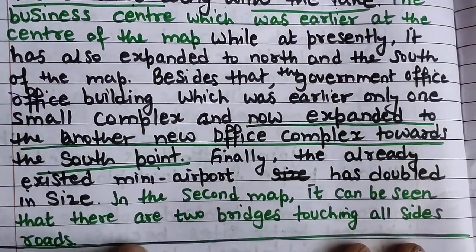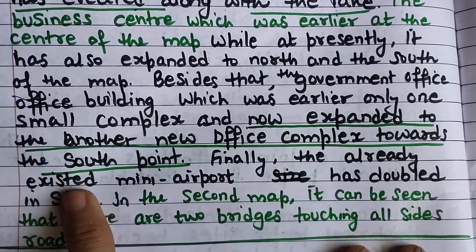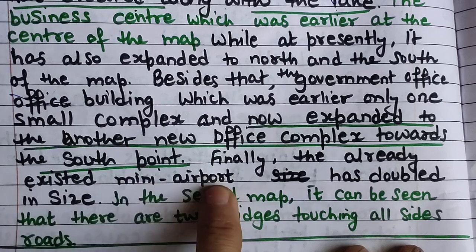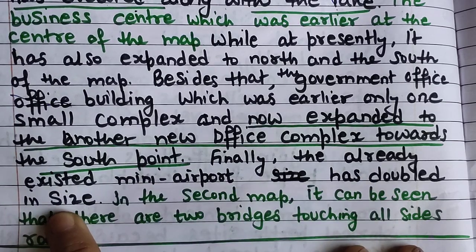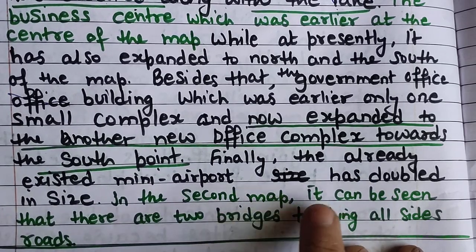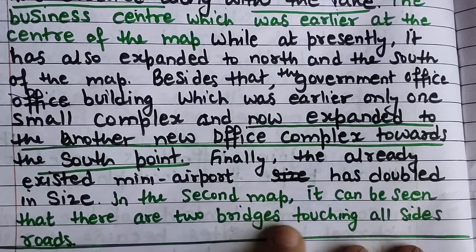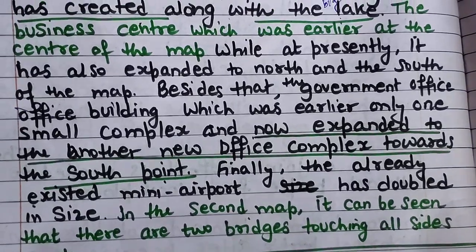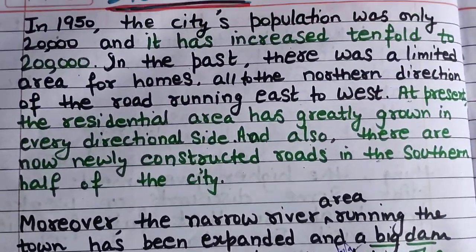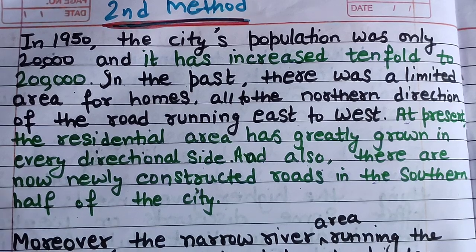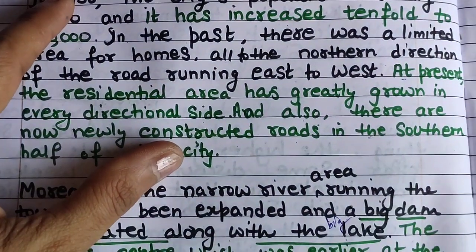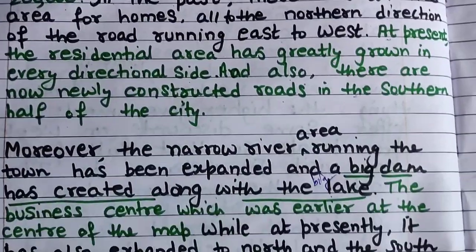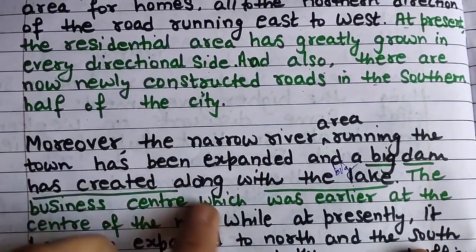Now coming to the airport. Finally, the already existed. So these are important words, how I am using them: adjectives. The already existed mini airport has doubled in size. In the second map, it can be seen that there are 2 bridges touching roads on all sides. Okay, so these are my 2 paragraphs for the second type of method. In the first, you can see the description of population and residential area, and in the second I have just compared everything.